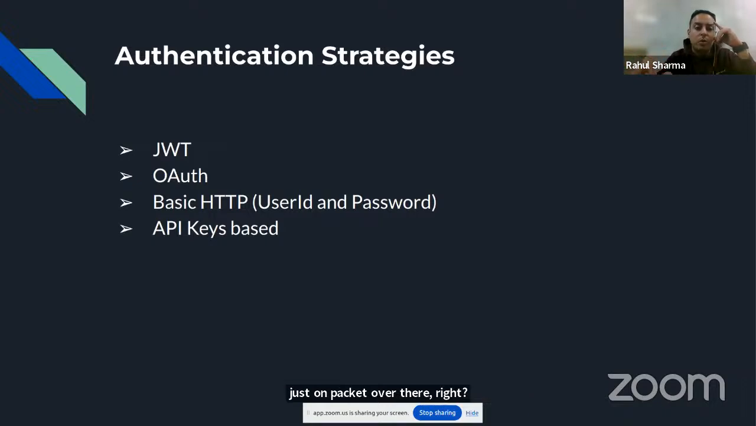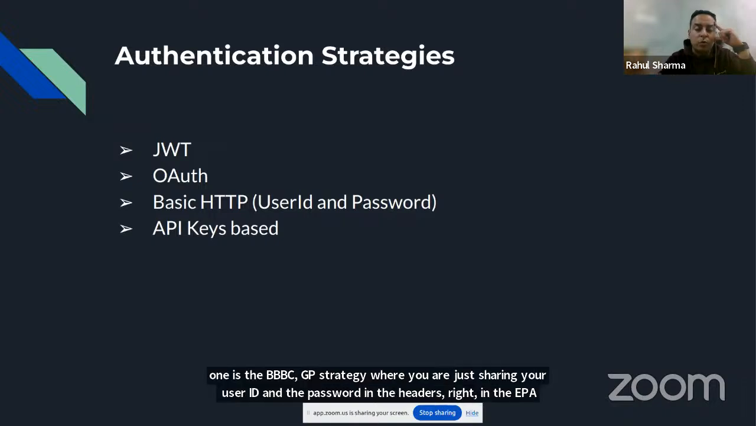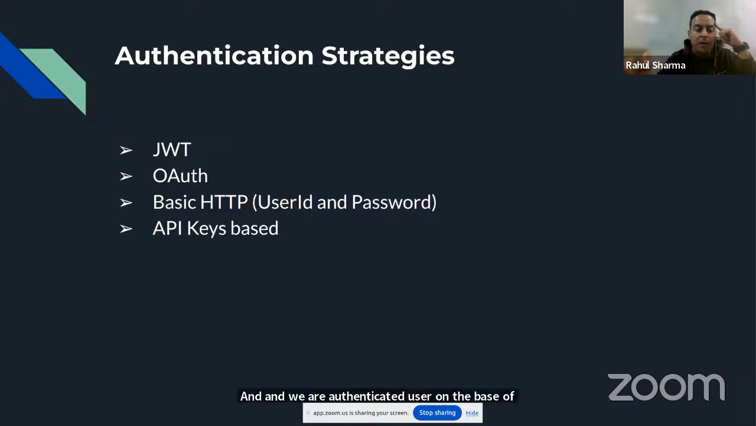So we are using an auth strategy to basically authenticate the user. Next one is the basic HTTP strategy, where you are just sharing your user ID and the password in the headers, right, in the API headers, and we authenticate the user on the basis of that user ID and password. Next is some kind of random API keys.